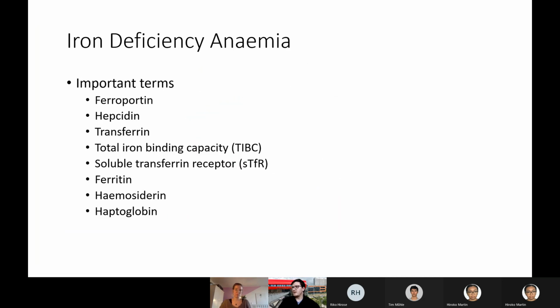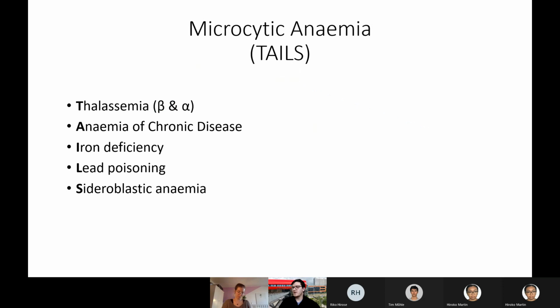So this was microcytic anemia, so thalassemia, anemia of chronic disease, iron deficiency, lead poisoning, sideroblastic. Definitely the most common one is iron deficiency. Again, thalassemia, does anybody know what it is?